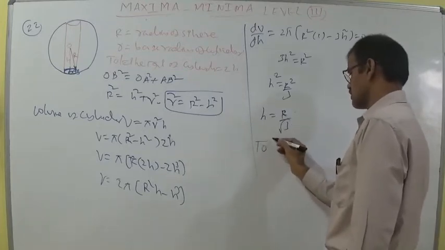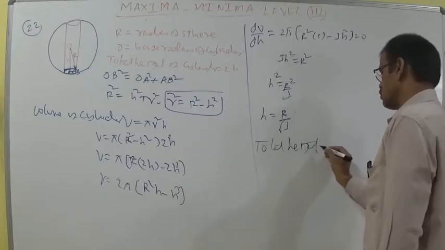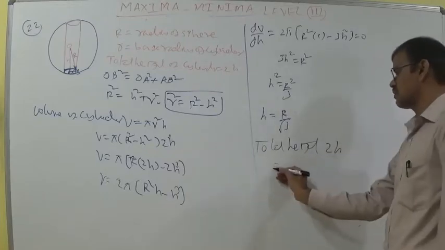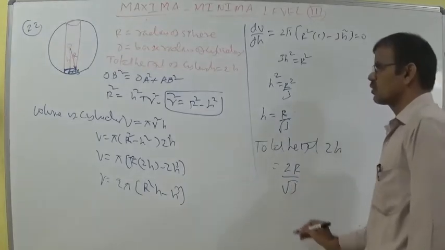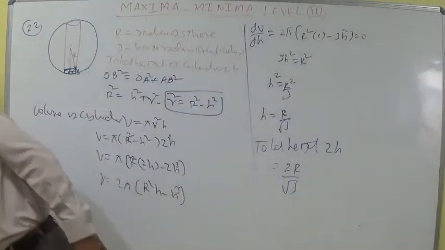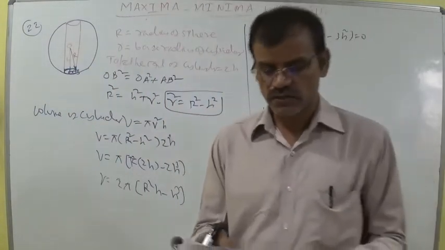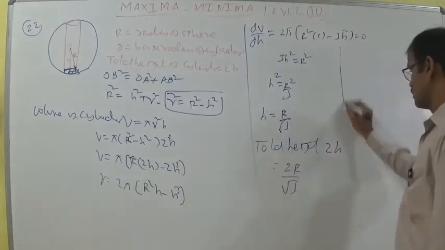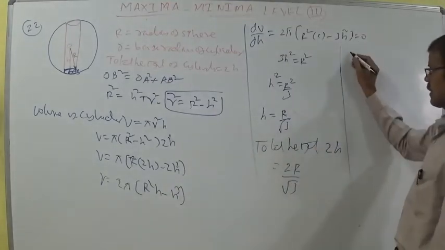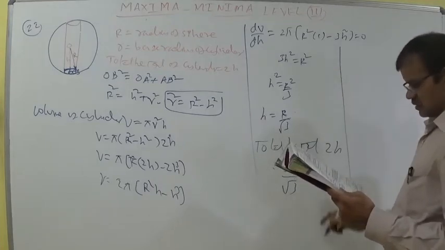Total height he is asking. Total height 2h we took. So 2h is equal to 2R by root 3. Total height 2h is equal to 2R by root 3. He asked for the radius. No problem, leave it. Don't cut off this one. Radius r, so what is the radius in terms of h?